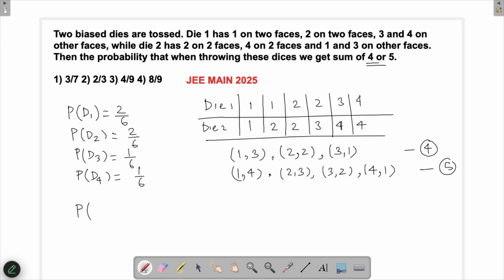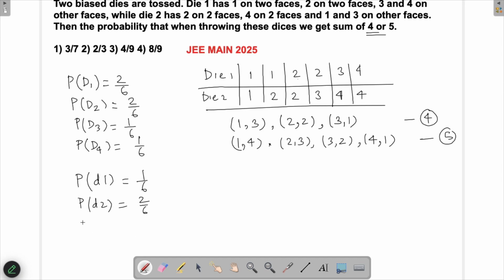And then for the second die, I'm calling the numbers with a small d. If I'm talking about d1, that gives me 1 upon 6. d2 gives me 2 upon 6. d3 is 1 upon 6. And d4 is 2 upon 6. So all that we have to do is sum up. I'm not going to write D1, D2. I'm just going to multiply, because these are independent events, so we can just multiply their individual probabilities.